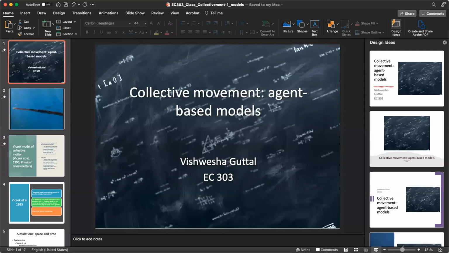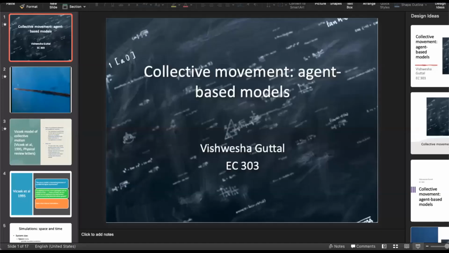So today I'm going to talk about agent-based models of collective animal movement. One of my goals over the next few days, next few classes, will be to cover more agent-based models. To that end, I have chosen collective movement.